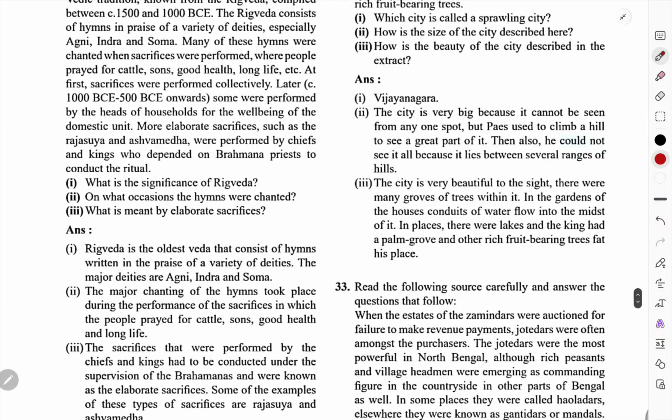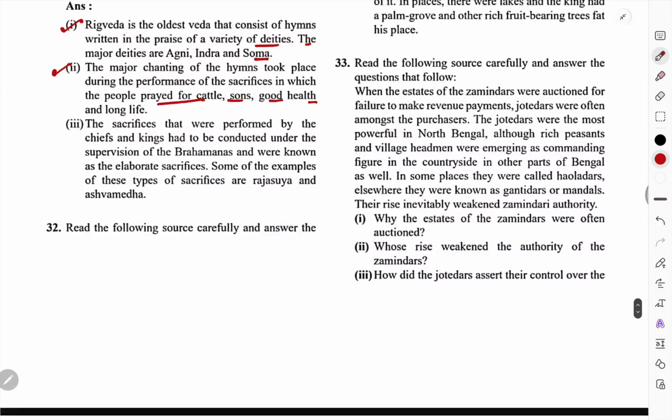Rig Veda is the oldest Veda, consisting of hymns written in praise of a variety of deities. The major deities are Agni, Indra, Soma. The hymns were chanted on various occasions. Major chanting of the hymns took place during the performance of the sacrifices in which people prayed for cattle, sons, good health, and long life.